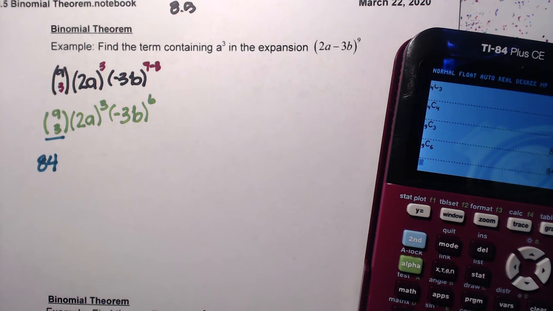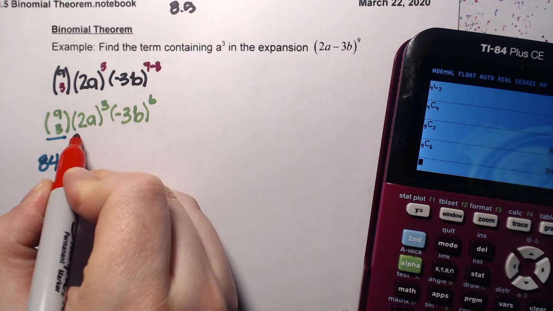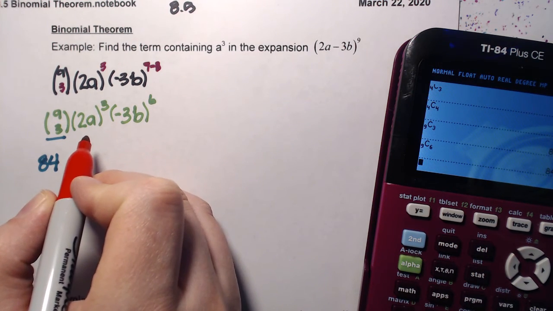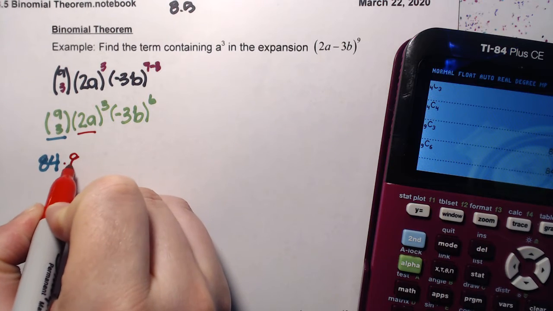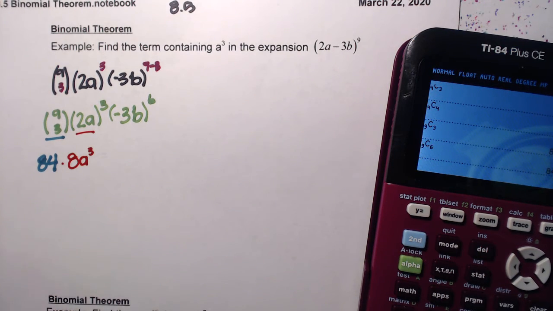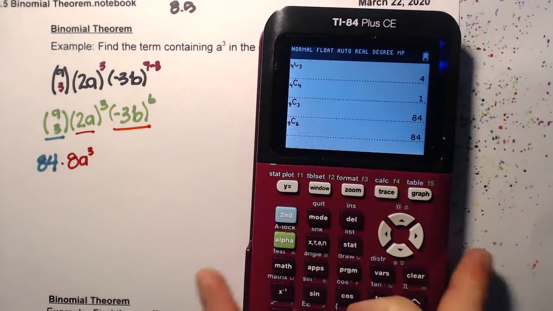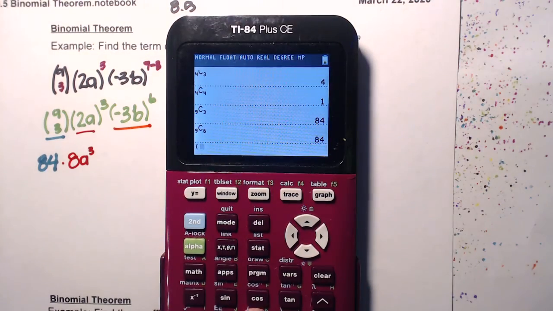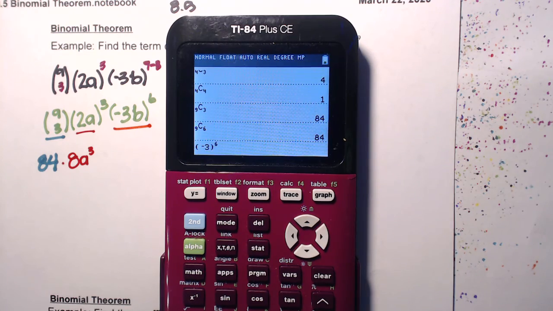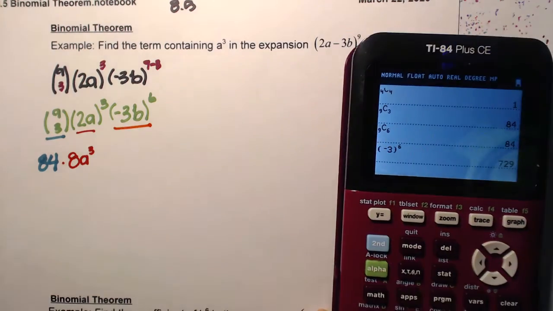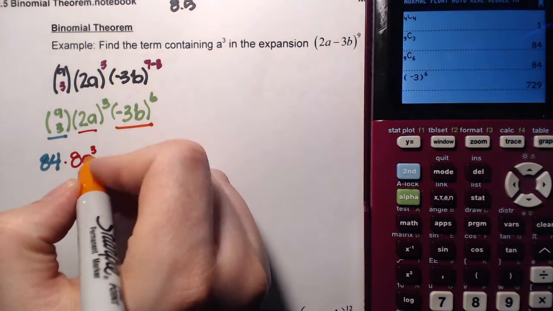Then I have this 2a cubed. So the 2 is cubed. So that's going to give me 8 a cubed. And then I also have that negative 3b to the 6. So I don't know off the top of my head what negative 3 to the 6 is going to be. Now, I don't technically need to include the negative because it's being raised to an even power. It's going to be positive, so 729.